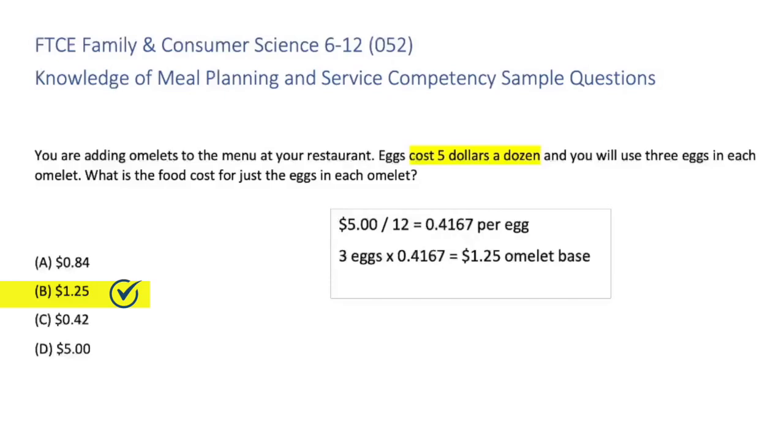Let's go ahead and eliminate the incorrect options. Option A is incorrect. 84 cents comes from doubling rather than tripling the per egg cost. Option C, 42 cents, represents the cost of only 1 egg, and option D is a distractor because that's the total cost of a dozen eggs. So our correct answer would be option B, $1.25.